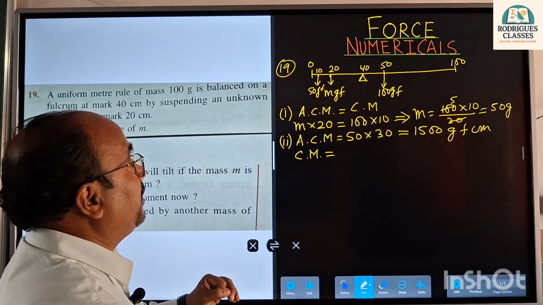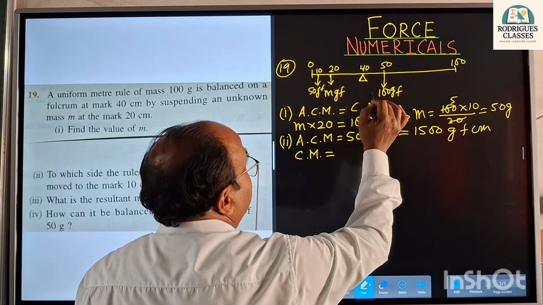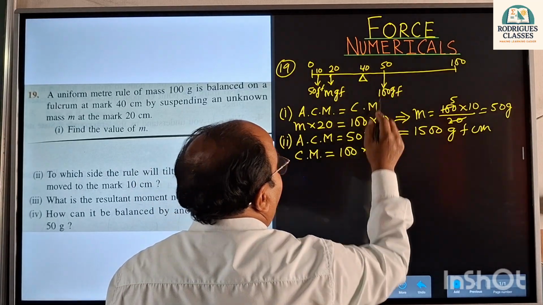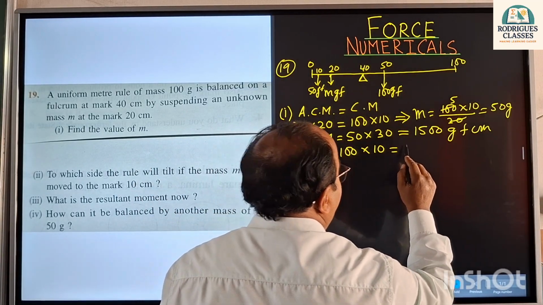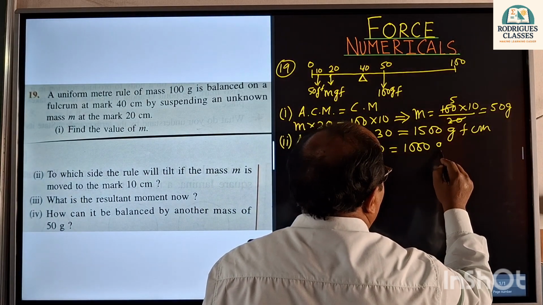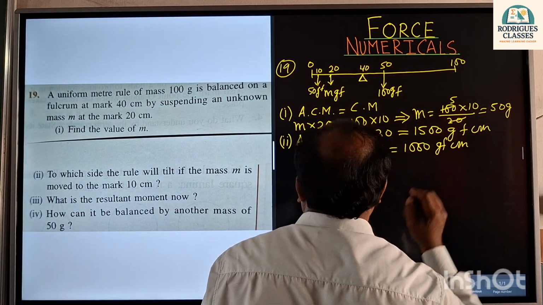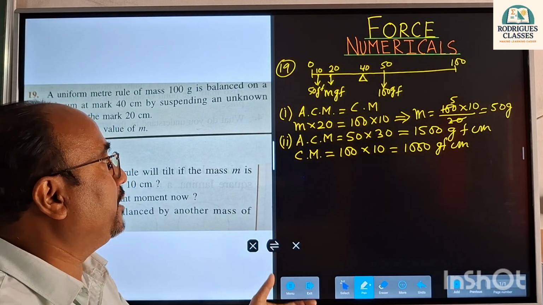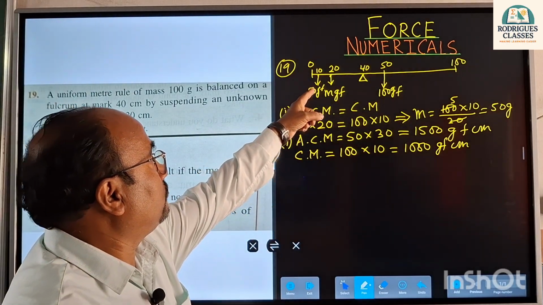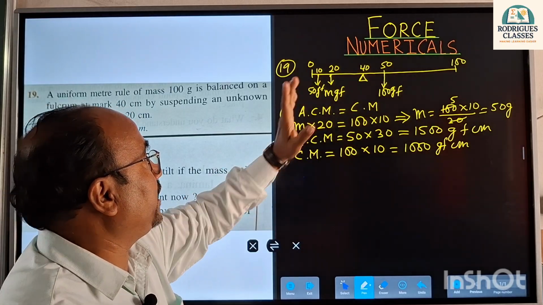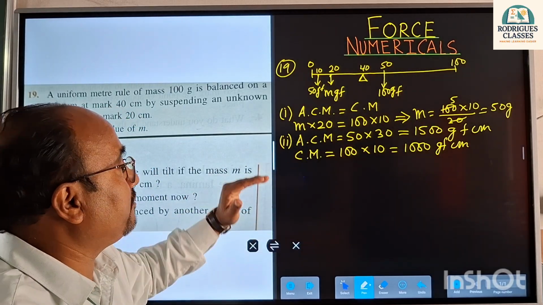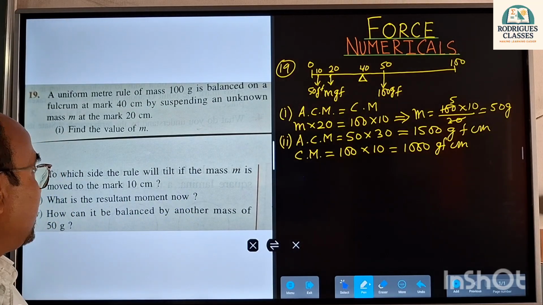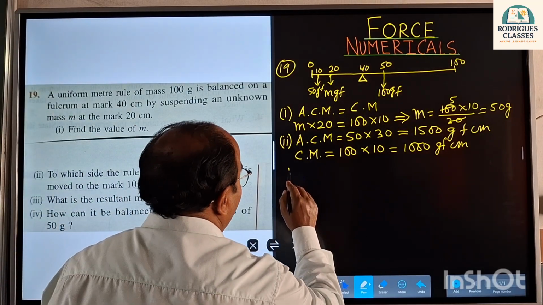Now let us find the clockwise moment. So clockwise moment here, this will cause the clockwise moment. So weight is 100 and the distance from 40 to 50 is 10. So that gives us 1000 gf centimeter. So you can look at the values now. Clearly the anti-clockwise moment is more. So the mass m was shifted to that 10 centimeter mark, so it will tilt. It is asked, okay, what is the resultant moment. So we will go to find the resultant moment.